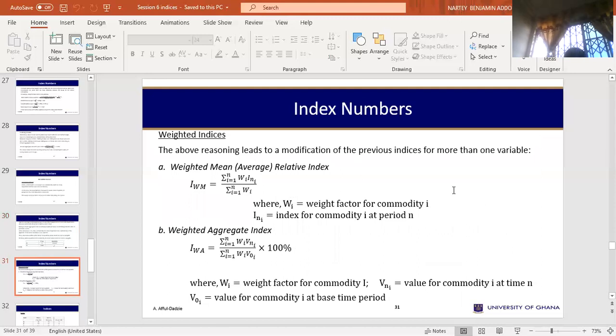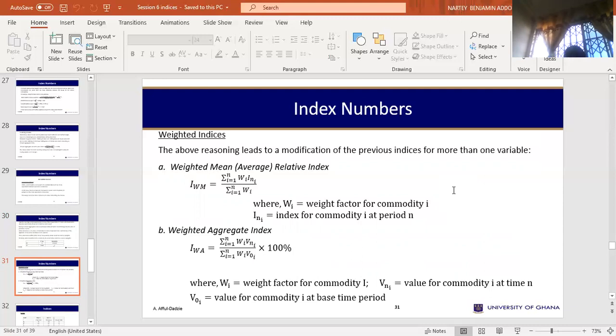Okay, so when we talk about the weighted aggregate method, that solves the two problems associated with the simple aggregate method, the two problems that we identified earlier. The weighted aggregate method solves those two problems. So hence, importance or weight is attached to the values of the various commodities.